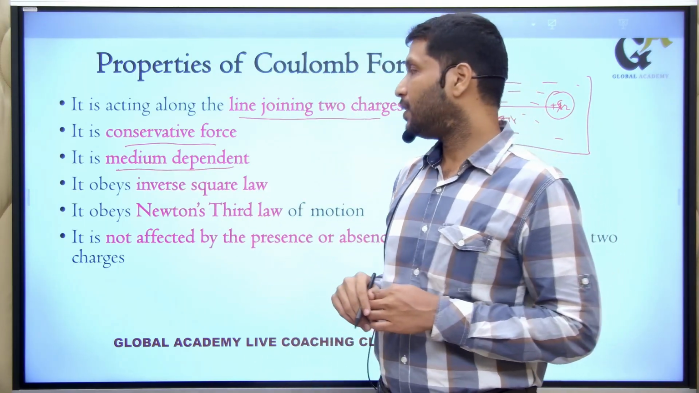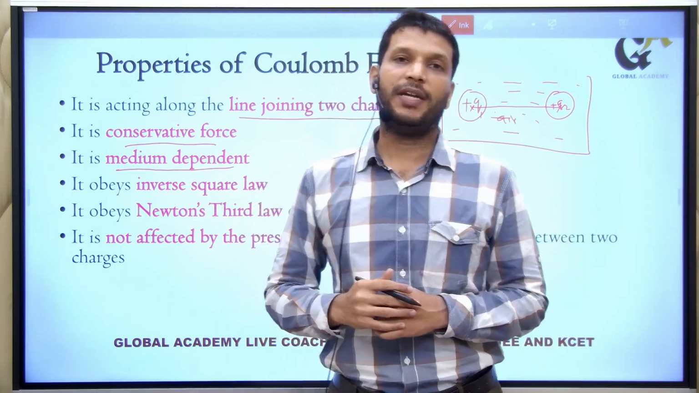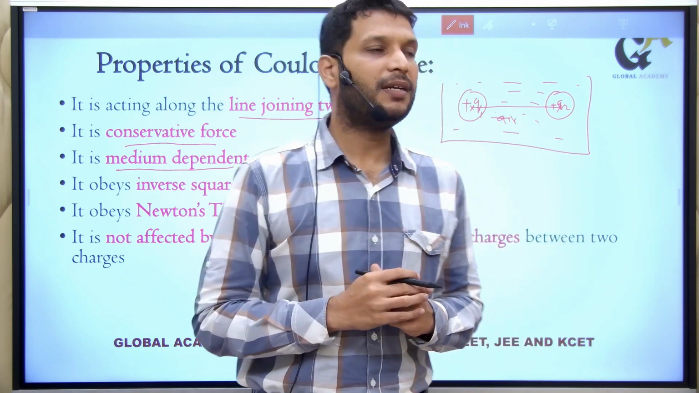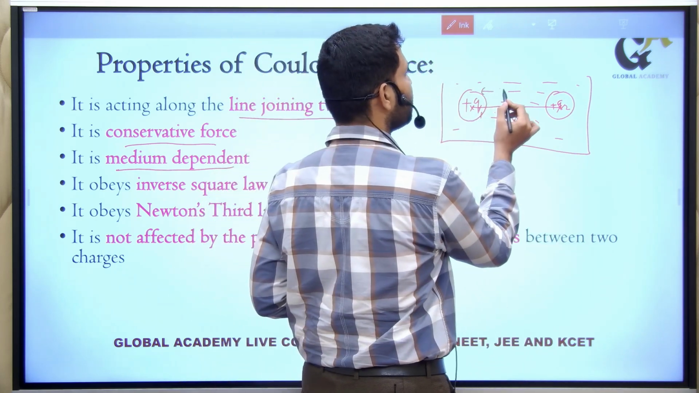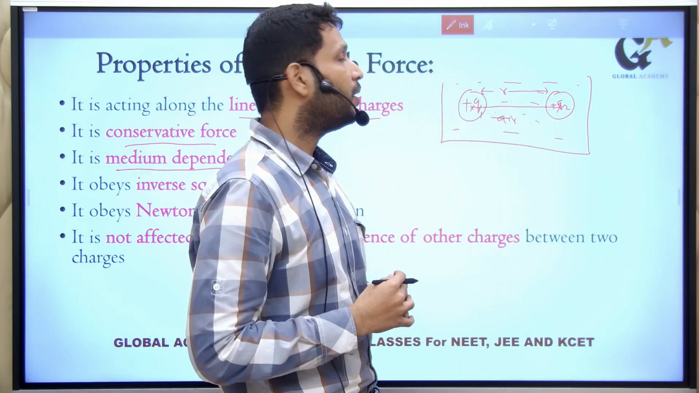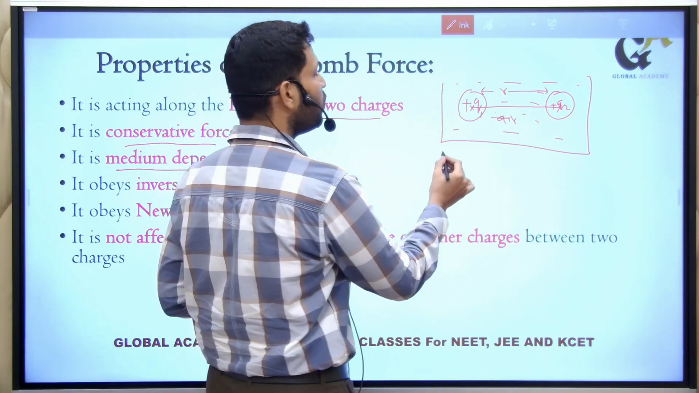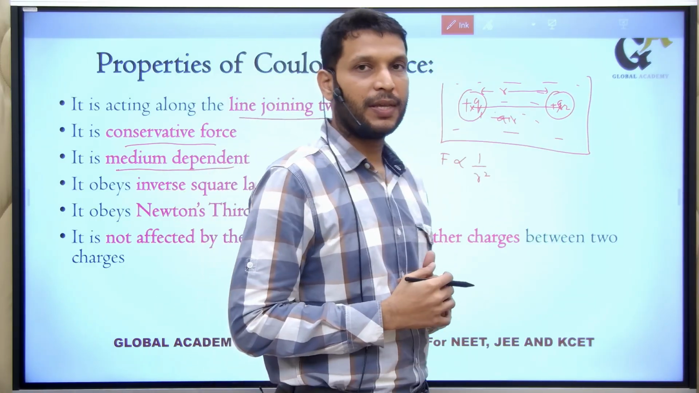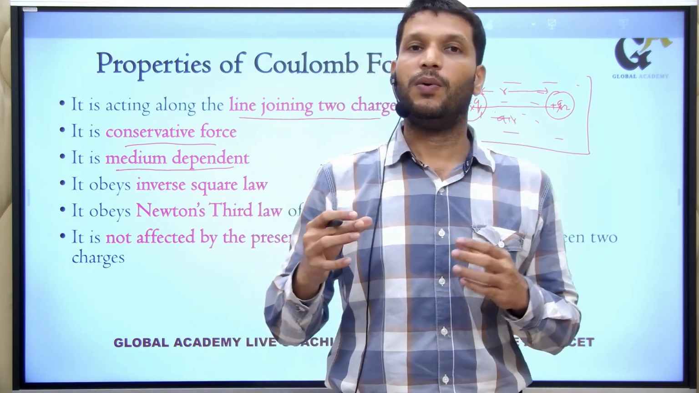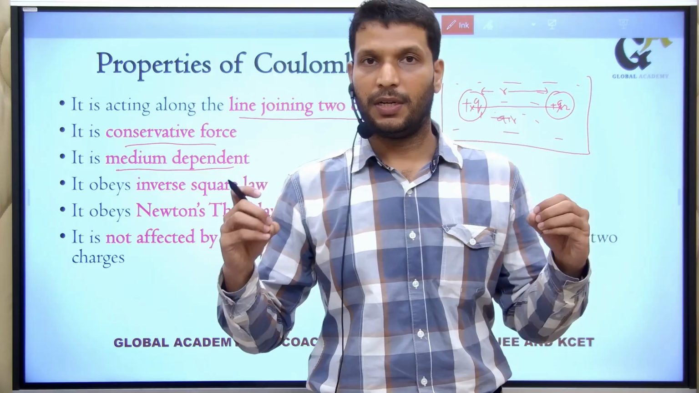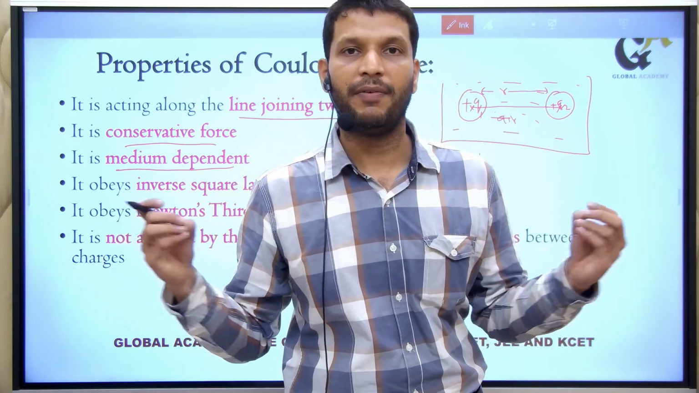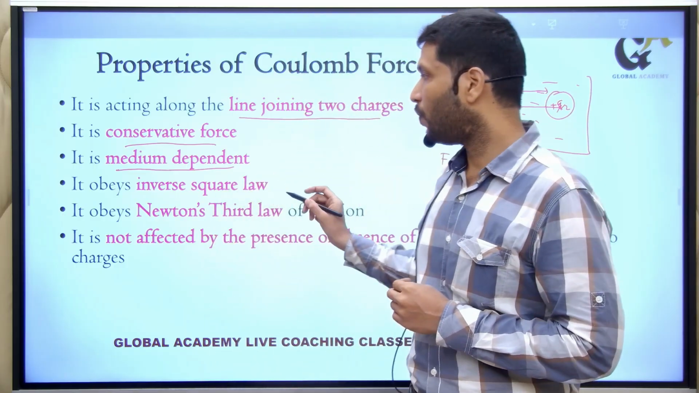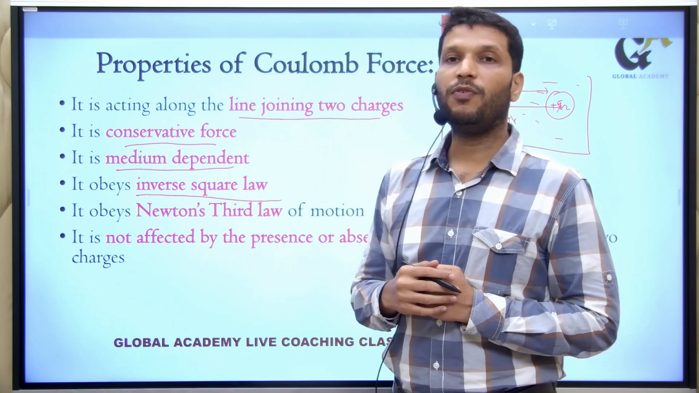Next, the force of interaction between the two charges obeys the inverse square law. The inverse square law states that if you increase the distance, then the force is reduced. The force is reduced by an amount 1 by r square. That is what we call the inverse square law. If the two charges go far away, the force is reduced by the amount 1 by r square. That is the meaning of the fourth property.